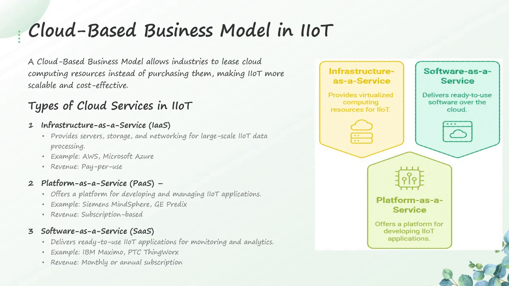The third type of cloud service is software as a service. It delivers ready-to-use software over the cloud, and companies use this for real-time monitoring, predictive maintenance, and analytics. Here examples are IBM Maximo, then you have PTC ThingWorx. The benefit is that there is no need for installation and it is easily accessed from anywhere. The revenue model used here is subscription-based pricing, which may be monthly or annually.